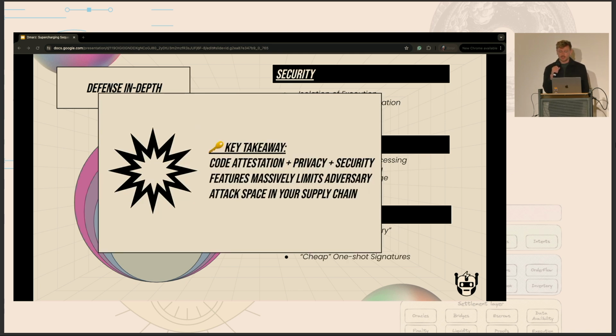So the key takeaway here is that code attestation plus privacy and security features massively limit the adversary attack space in your supply chain. I think one of the hardest problems in permissionless protocol design is that it's hard to know what an adversary is doing. Incentives get you very far, but we've seen attacks such as the MEV-Boost exploit with the Low Carb Crusader, where the incentives were large enough that they were still able to attack the protocol, and bugs in the protocol, which are always there.